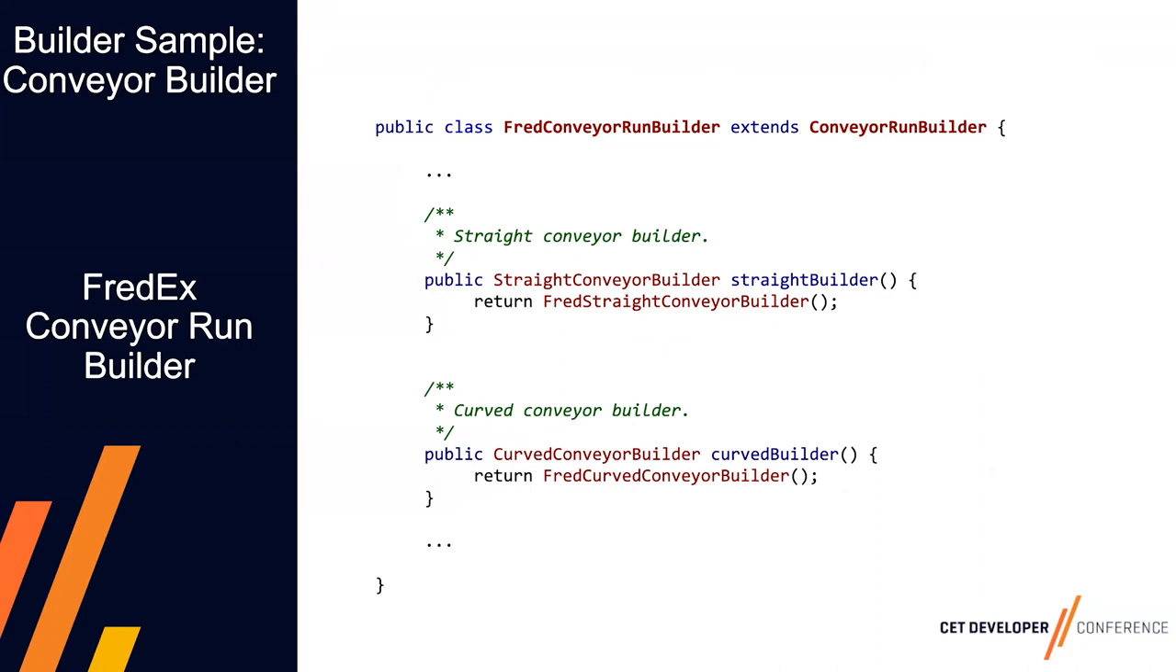So what would an actual implementation of this builder look like? Right here, we're going to have our FredX conveyor. As I mentioned earlier, in our implementation, we are defining the type of conveyor that is being built by the actual individual builder. So in this, we implement our Fred conveyor run builder, and we say we want you to use the Fred straight conveyor builder to build all your straight conveyors, and we want you to use your curved conveyor builder to build all your curved conveyors. And what that ends up looking like in the end is this.